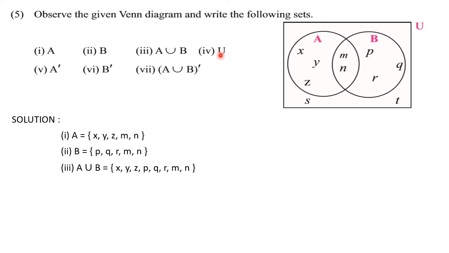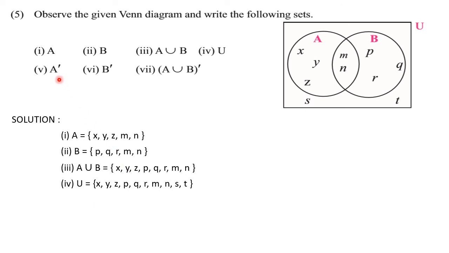Then the fourth one is U. U means all the elements. Now see here, if in this set we add this S and T, then we are going to get the universal set. Okay, so simply add two more elements here to write down U, that is universal set.